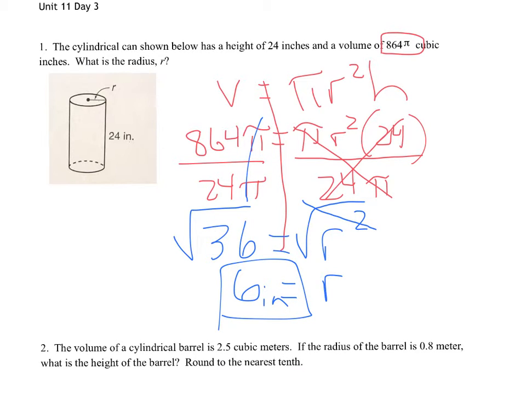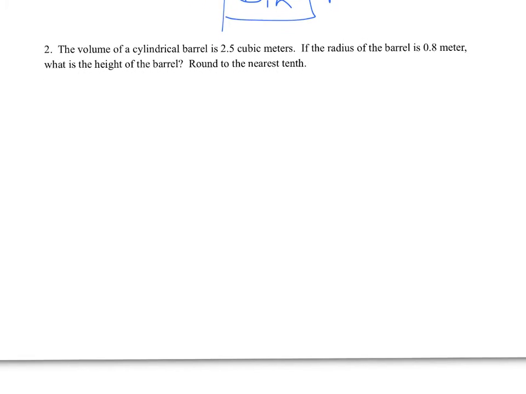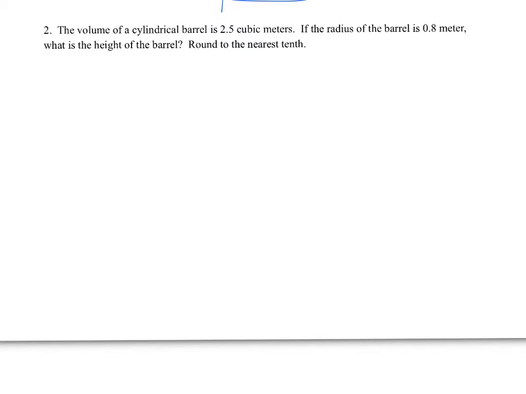Alright guys, for number 2, there's no diagram with it, so first I'm going to read it and then I'm going to do a drawing. The volume of a cylindrical barrel is 2.5 cubic meters. If the radius of the barrel is 0.8 meters, what is the height of the barrel, rounded to the nearest tenth? So the first thing I'm going to do is, it says a cylindrical barrel, so I'm going to draw my cylinder. It's definitely not fancy, but you get the idea.